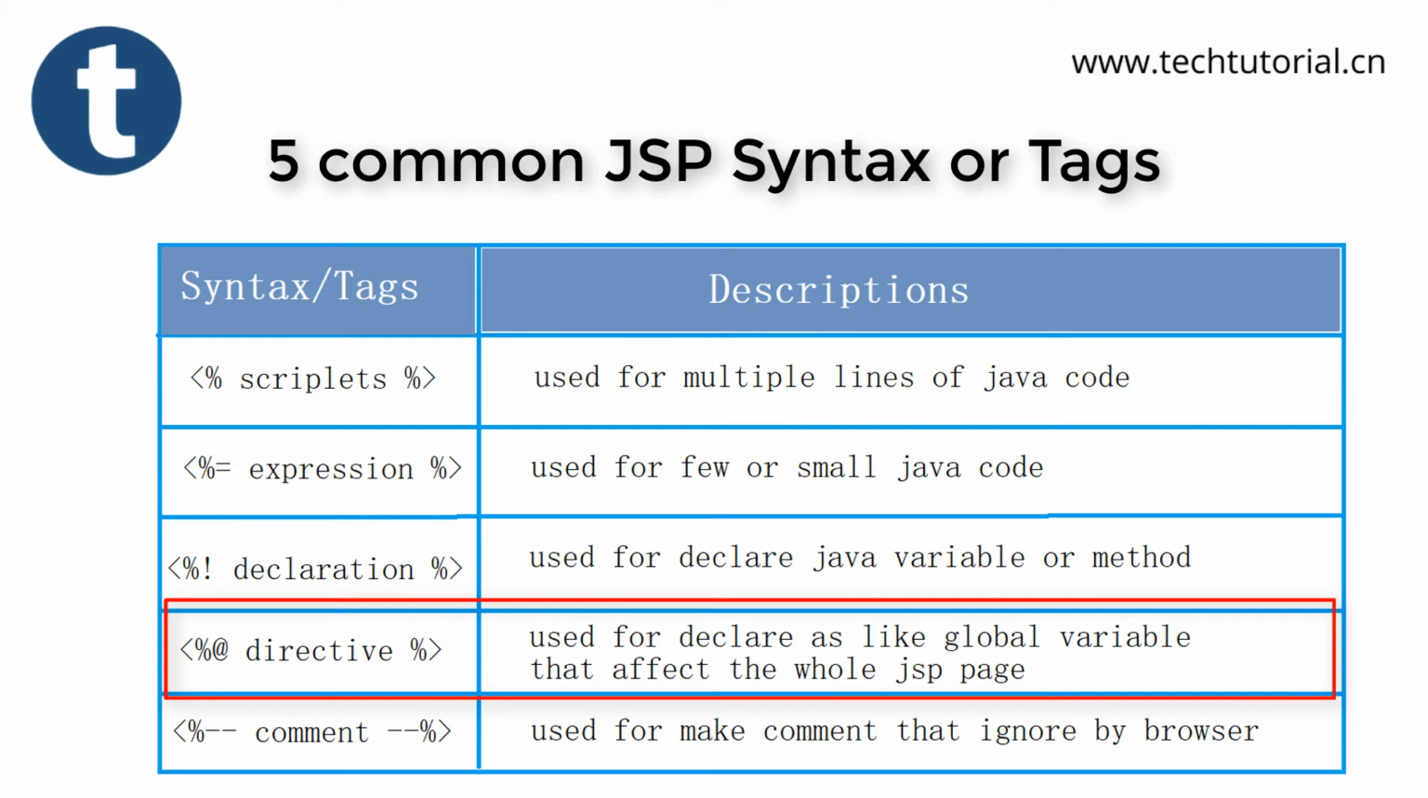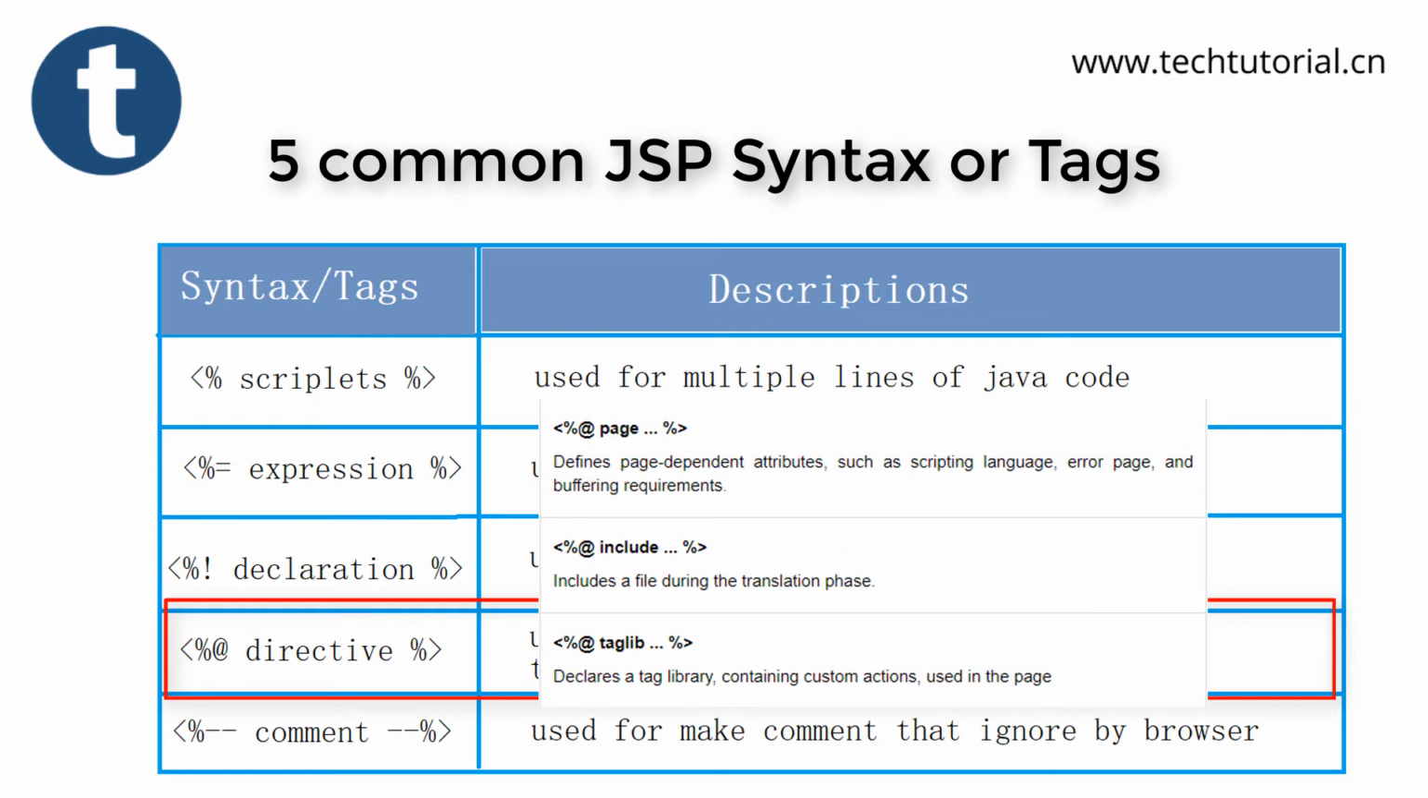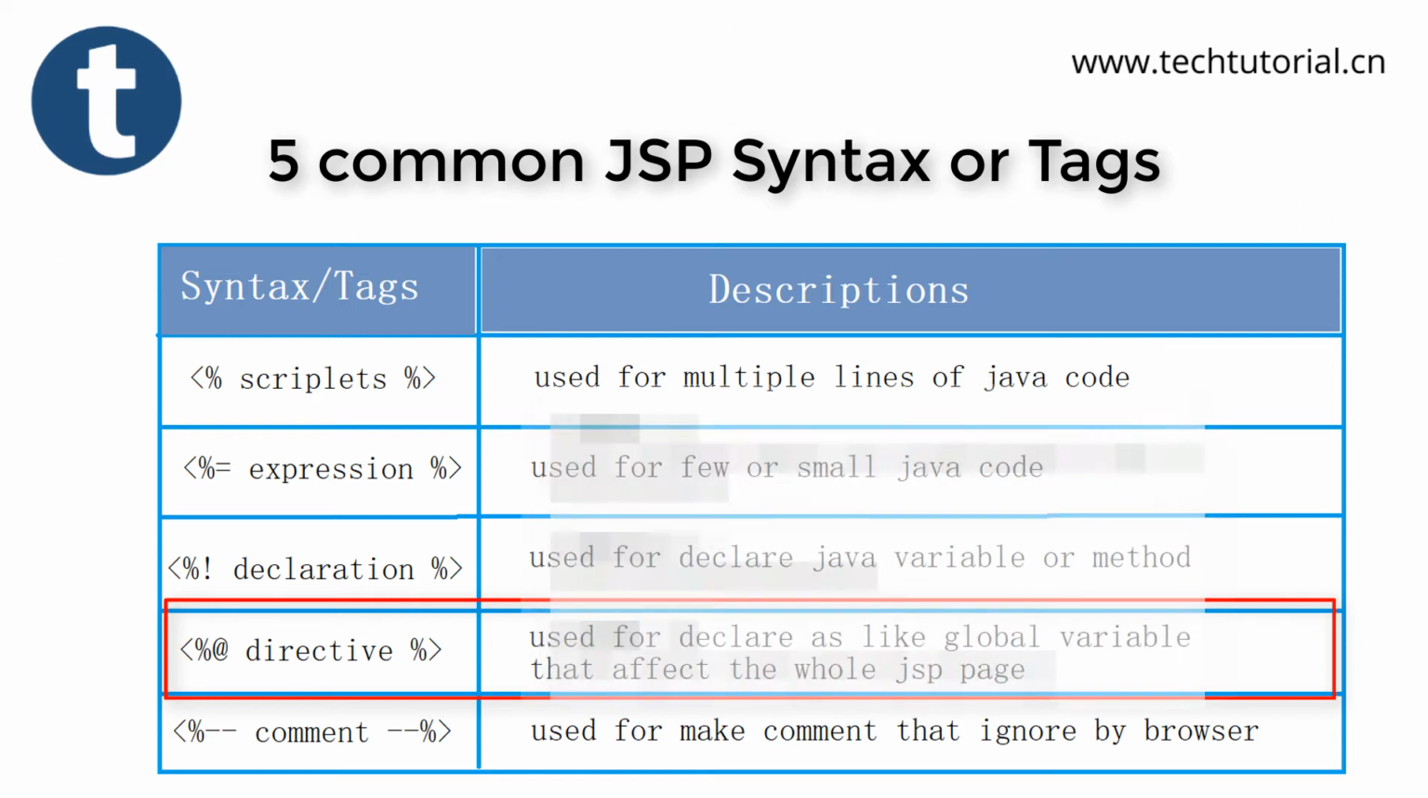In directive tags, there are three types of tags: the page tag, include tag, and taglib tag. In the next video, I will give you a brief introduction about those tags.